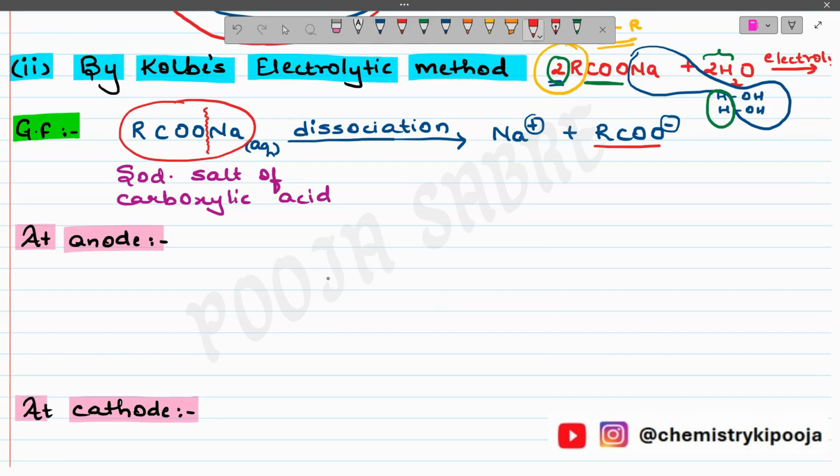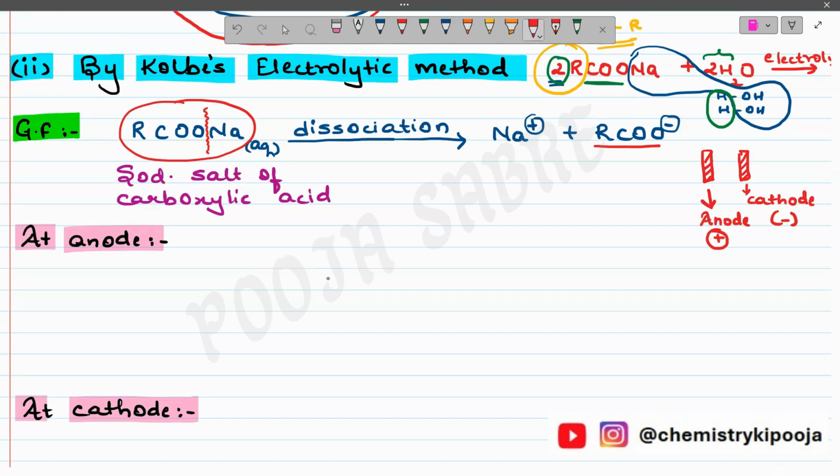Now let us have a look at this particular group. This is RCOO minus. Since it is a negatively charged group, we all know that there are 2 electrodes, right? We have a positive electrode, and the other one is a negative electrode. Always remember the role of the electrode: the ions will move to the electrode to get discharged. Now the positively charged electrode is called the anode, and the negatively charged electrode, we call it the cathode.